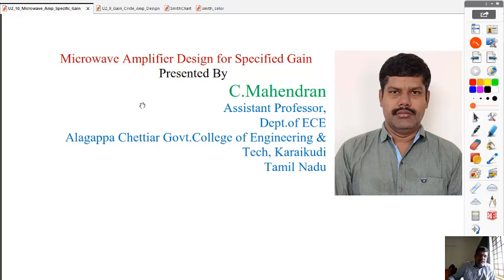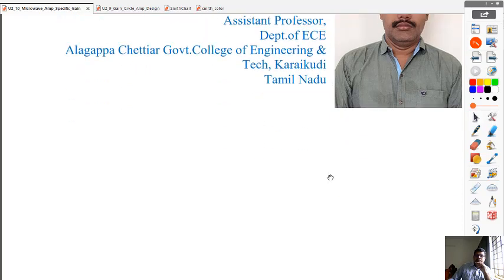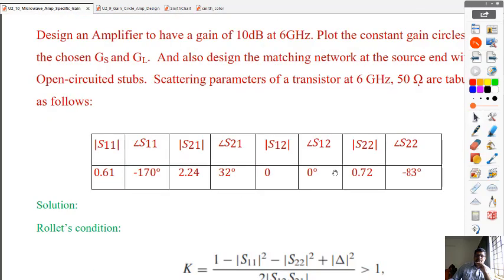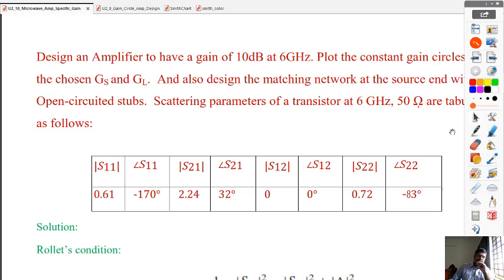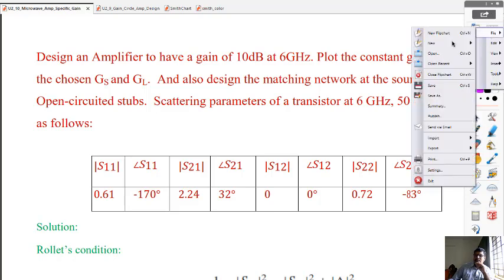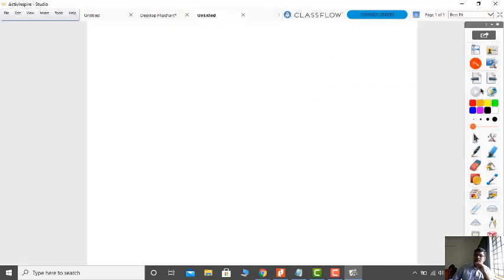In this video lecture, we are going to discuss the procedure for designing a microwave amplifier for a specified gain. In the last lecture we discussed the procedure for designing a microwave amplifier for maximum gain. Sometimes the microwave amplifier needs to be designed for a specified gain. Most of the time, the required specified gain will be lower than the maximum available gain.